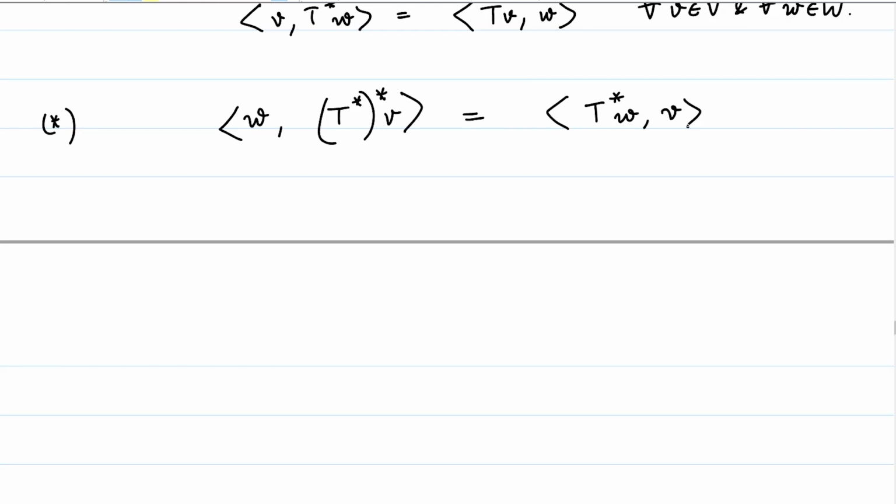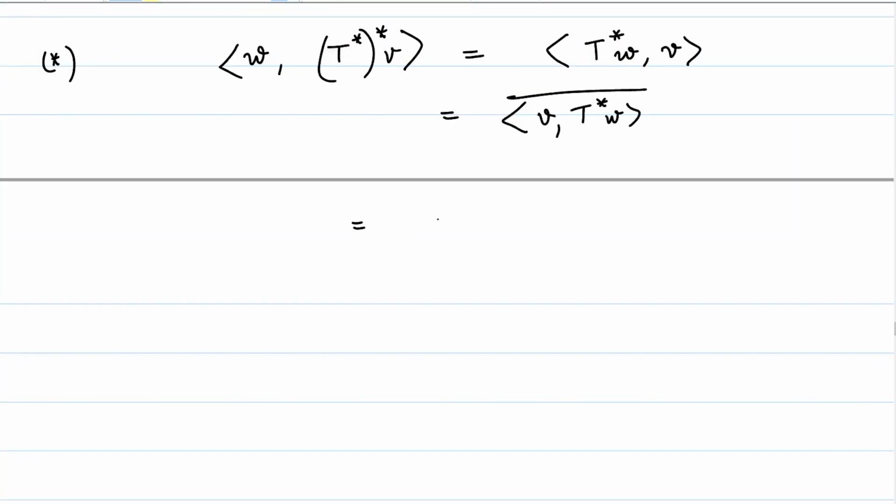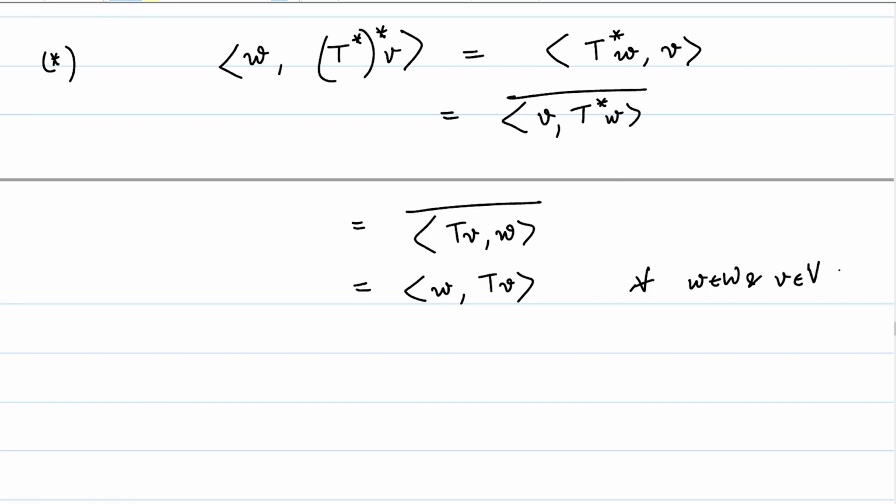Now notice that this is an inner product in capital V. This is the conjugate of the inner product of V with T star W by the properties of the inner product. And what is this? This is equal to, by again using the definition of the adjoint, the conjugate of the inner product of TV and W. But then again, I'll use the properties of the inner product again. This is just the inner product of W with TV. So notice that this is true for all W in capital W and V in capital V.